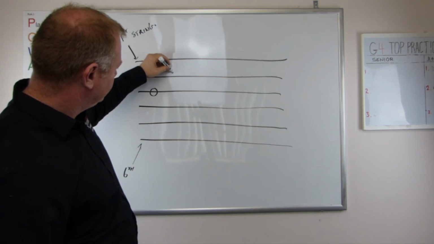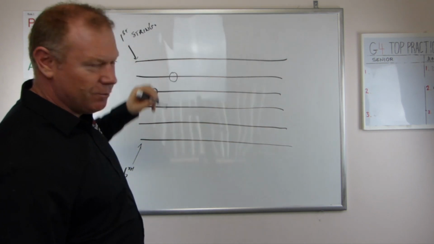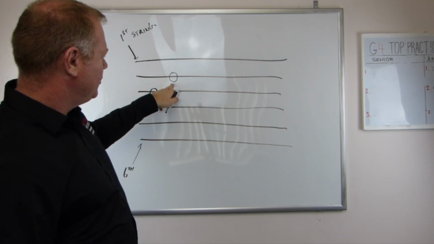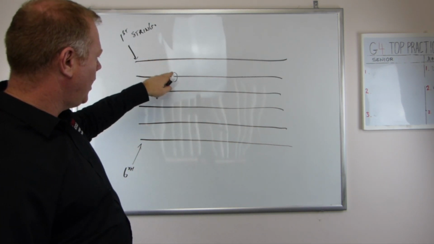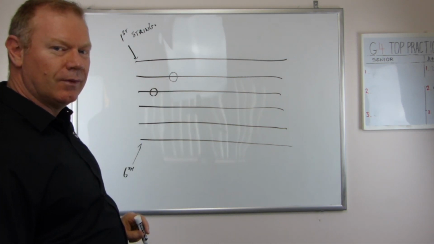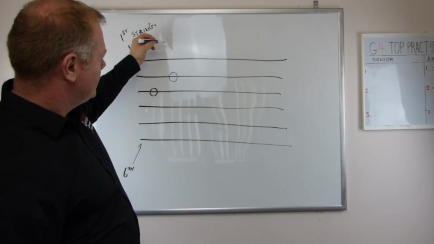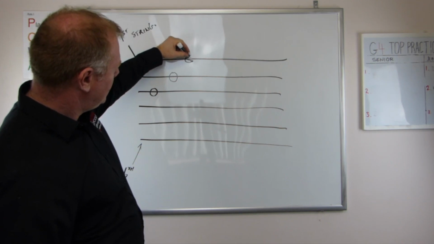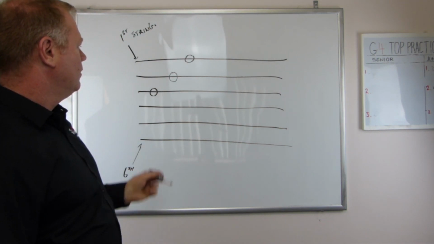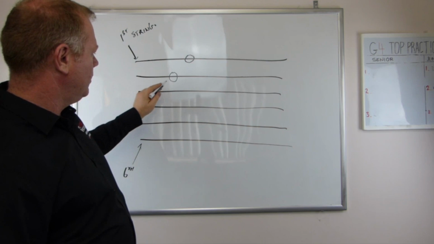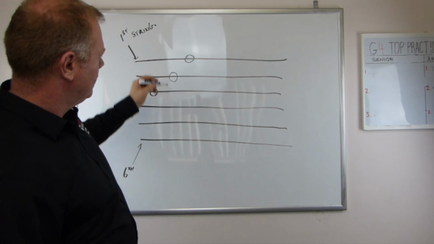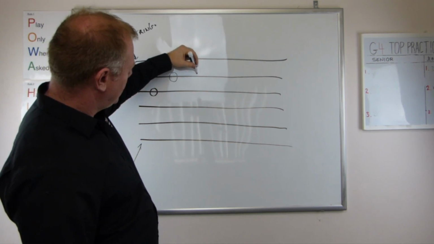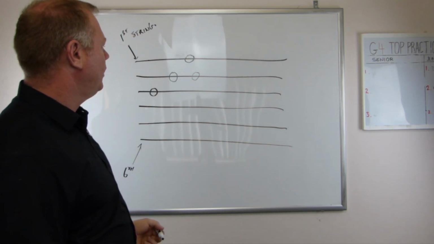Alright, I'm going to do another one. So test your listening. I want you to play that one there, which is on string number 2. Okay? So now I'm going to draw one here. Alright, so now we've got one on the 1st string. So I'm playing the 1st string, and then I can go back here and play one here.